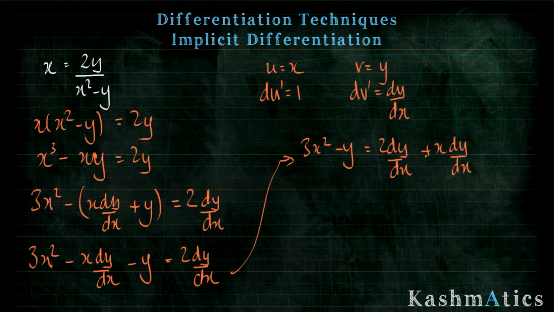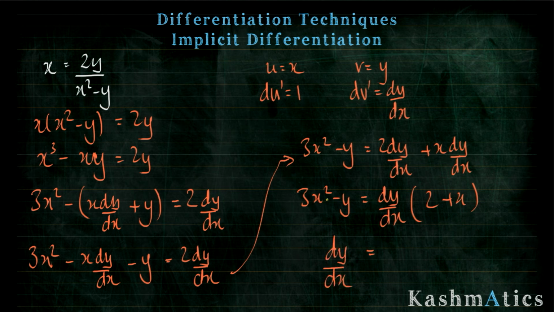And now I'm going to factorize out the dy by dx. So I get 3x squared minus y equals dy by dx, open brackets, 2 plus x, and then I'm going to divide by 2 plus x. Now at this point I'm going to just write it the other way around because that's how I like it. So it's going to be dy by dx equals 3x squared minus y over 2 plus x.